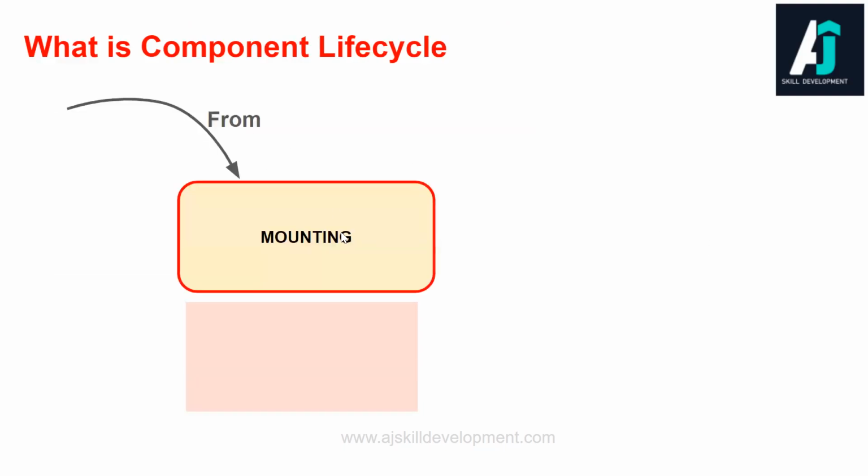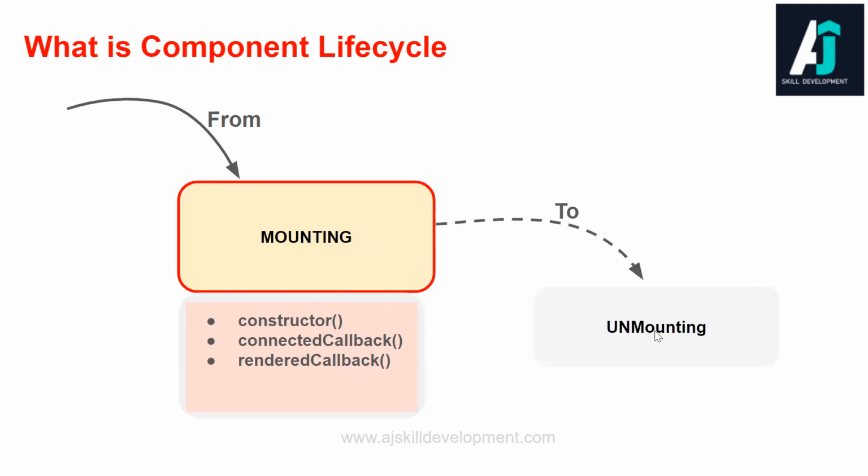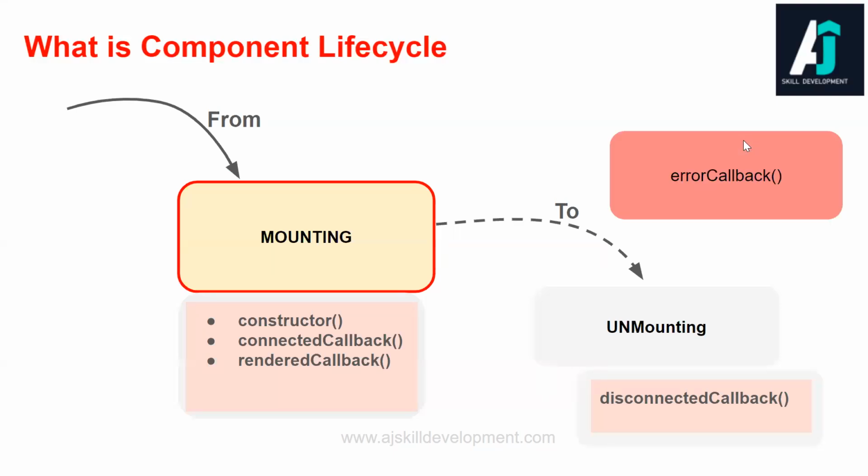Once your component is being mounted on the screen, different callback methods get invoked automatically. The first one is the constructor in the mounting, and then the connectedCallback and the renderedCallback. Once the component is being unmounted, the disconnectedCallback will be automatically invoked. And the errorCallback will be invoked once an error is thrown in any of the components. So the constructor, connectedCallback and renderedCallback are for mounting, and the disconnectedCallback for unmounting. These callback methods get invoked automatically based on the stages of the component. That is the takeaway point here.